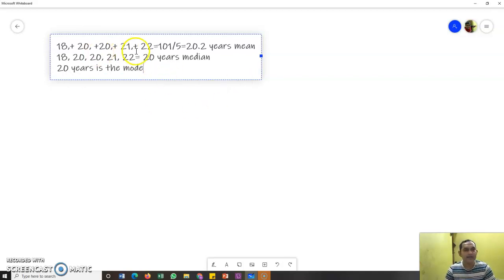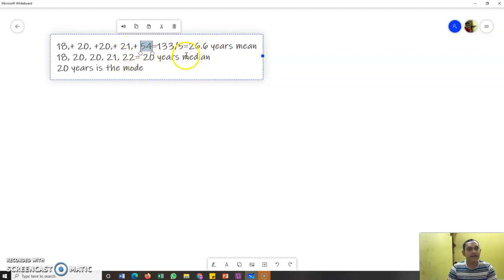Now let's see what happens if we replace a number with a number which is far from the other numbers. Suppose you entered a house where the age of the respondent is 54. So if you add this, you will get 133. 133 divided by 5 is 26.6 years. So the mean age of these 5 individuals is 26.6. But when you look at the data, you will see that most of the ages fall between 18 and 21. But due to this number, the mean age has gone up.